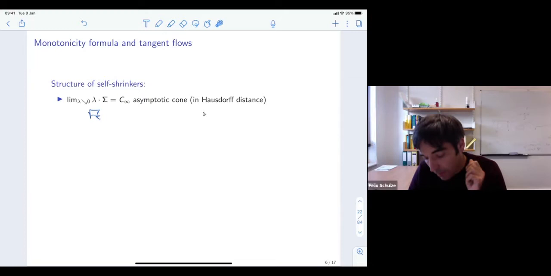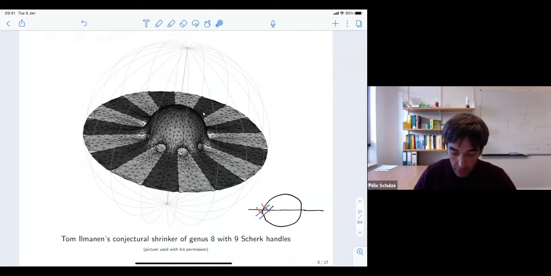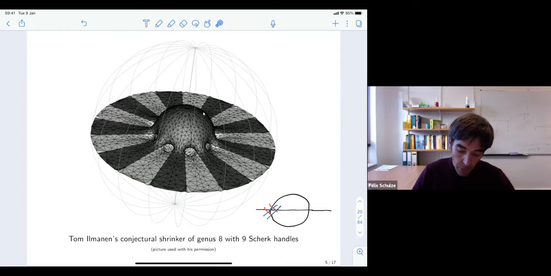And you see that this convergence is in Hausdorff distance. You always have an asymptotic cone. For example, for the cylinder, it's a line. For what we've seen here, it would be a smooth cone, which is only singular at the origin.